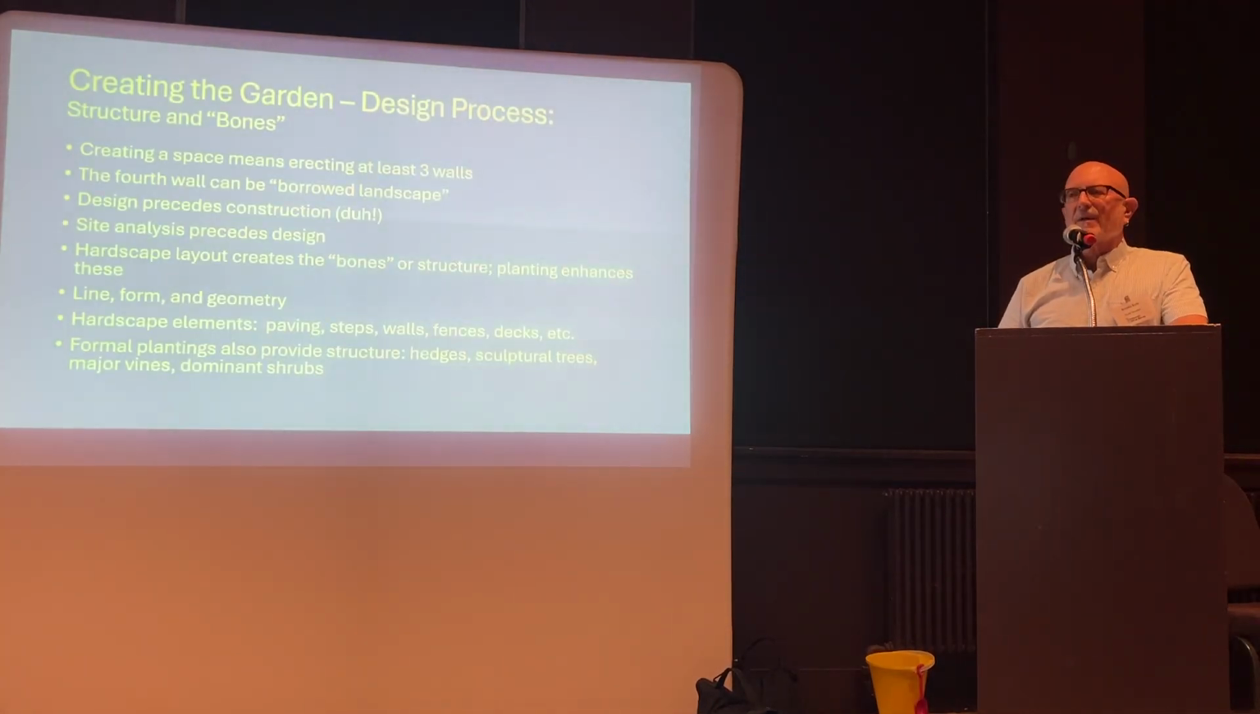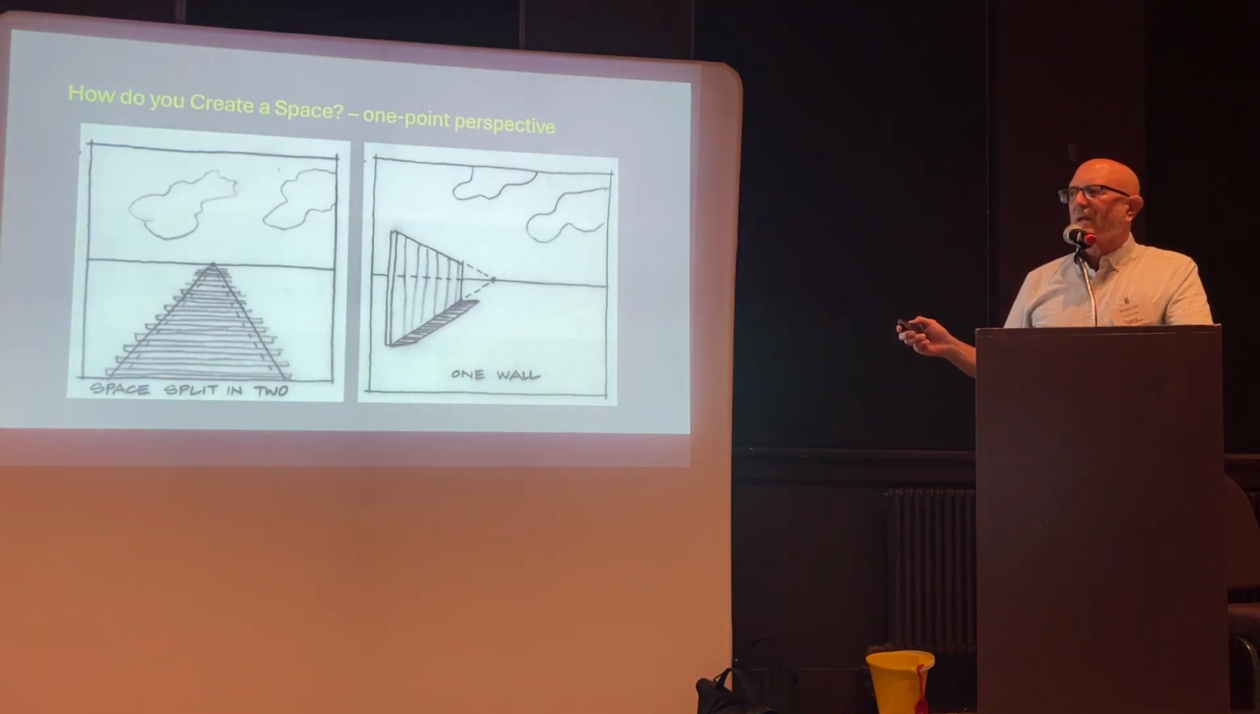Now, I talked a lot about Garrett Eckbo, and we're going to talk about him a little bit more. But let's talk about how you actually create the garden. What is the design process that you go through? Creating a space means erecting at least 3 walls. So here are diagrams I did.